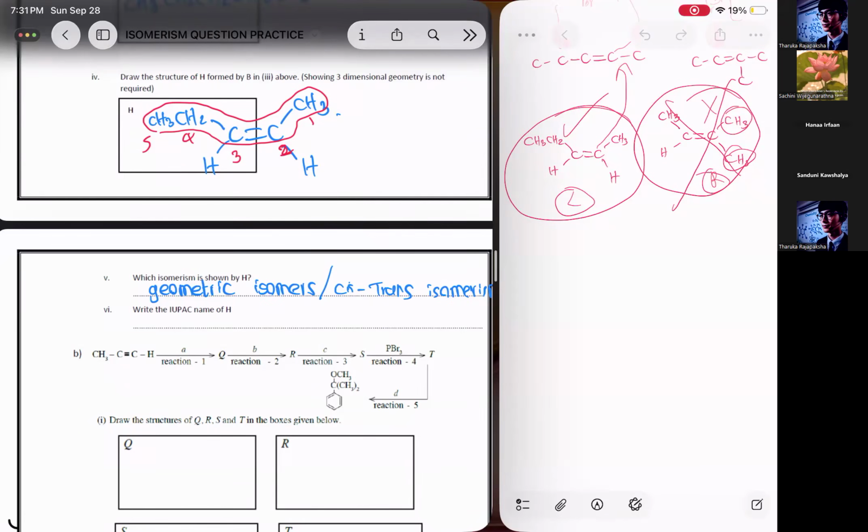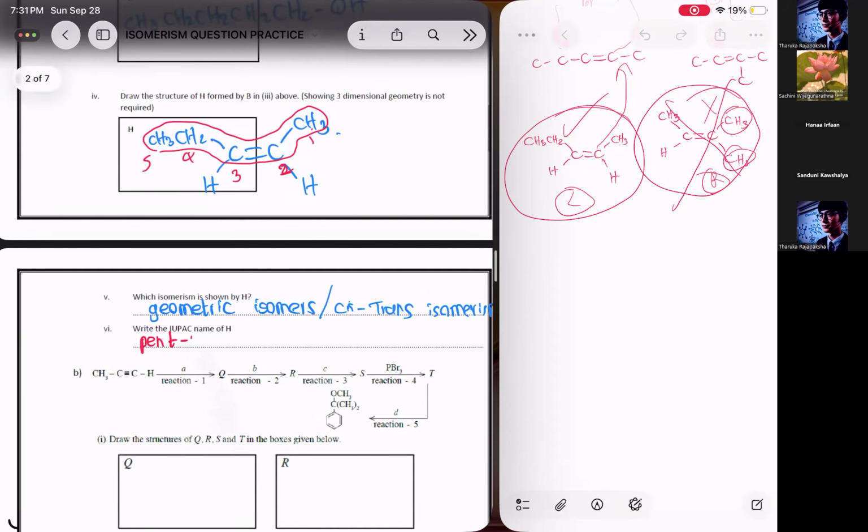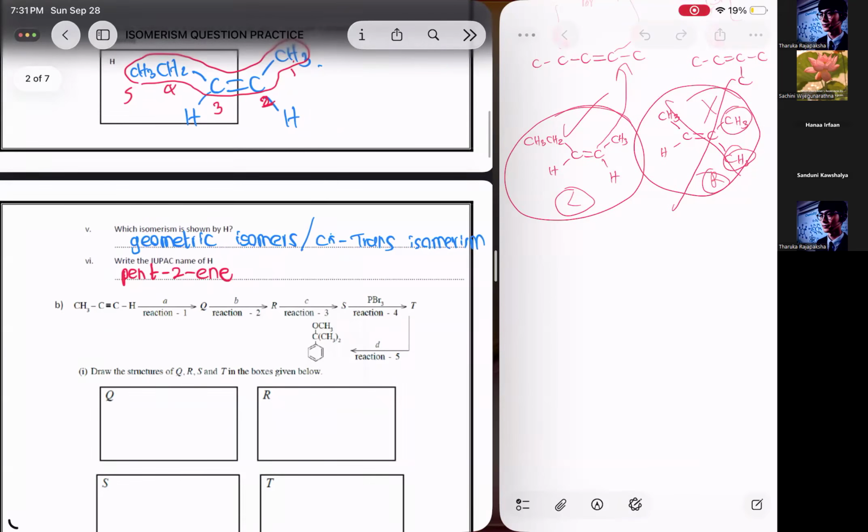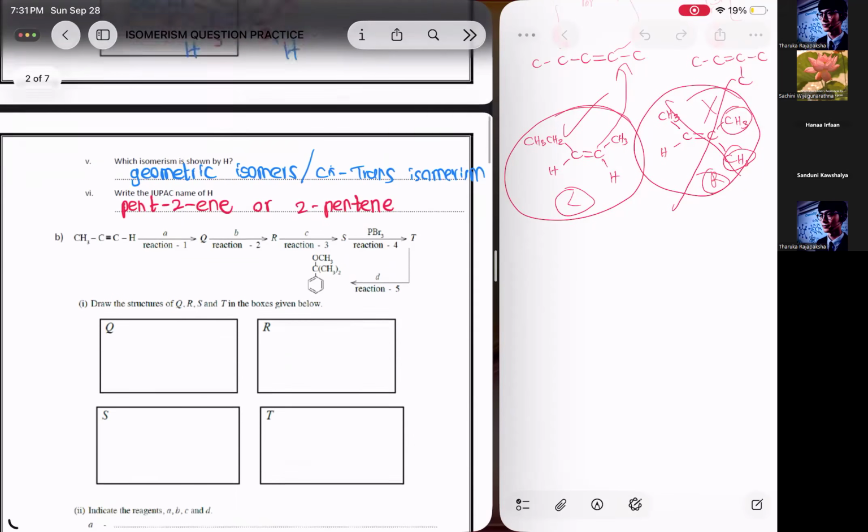Right. So this is 1, 2, 3, 4, 5. What is 5? Meth, eth, prop, but, pent. So we can write pent, then a dash and 2, then ene. Pent-2-ene. You can write it as pent-2-ene, or as 2-pentene. Right. The next one: draw the structures of Q, R, S and T.